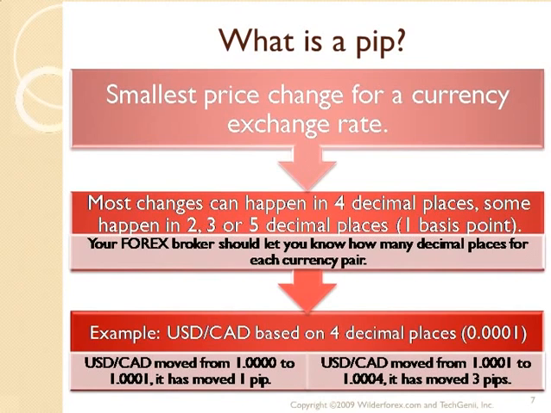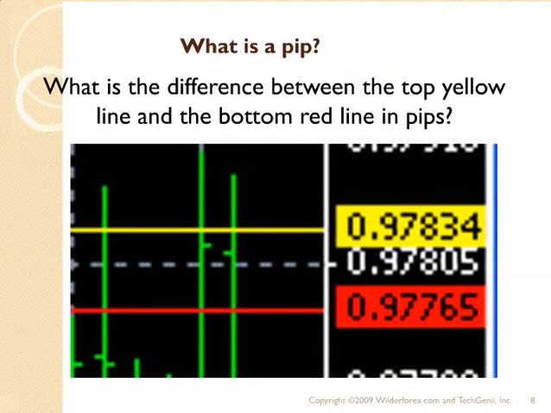An example would be the USD CAD, which is quoted to 4 decimal places, 0.0001. If the USD CAD moved from 1.0000 to 1.0001, it has moved 1 pip. If the USD CAD moved from 1.0001 to 1.0004, it has moved 3 pips. What is the difference between the top yellow line and the bottom red line in pips? 69 pips.